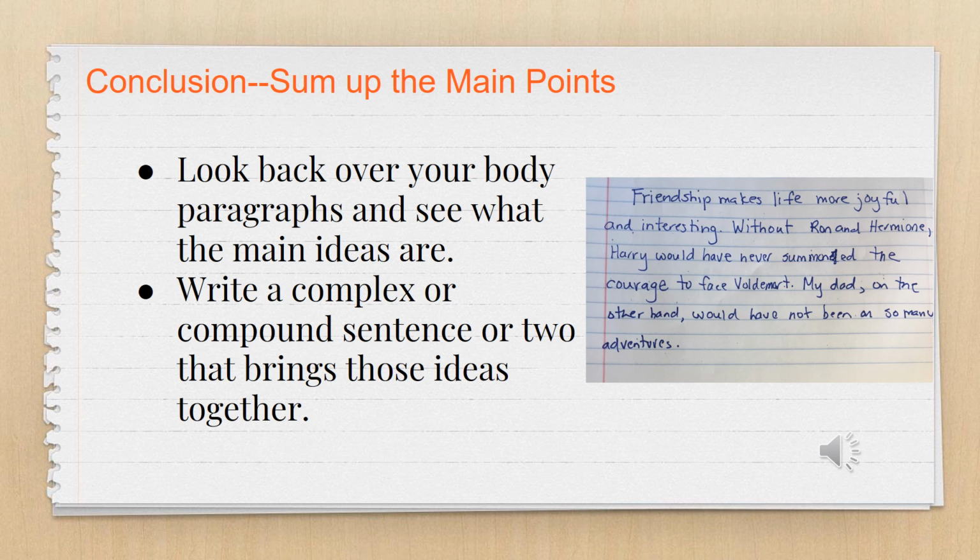Next, the writer needed to sum up her main points without being repetitive. A writer needs to read back over the body paragraphs. Once he or she has done that, then the writer must compose a complex sentence or a compound sentence or a series of sentences that address the main points of the body paragraphs. The writer of the friendship essay chose to write a series of 2 sentences with pretty strong transitions. Without Ron and Hermione, Harry would never have summoned the courage to face Voldemort. My dad, on the other hand, would have not been on so many adventures. Pause the video so you can write your sum up.